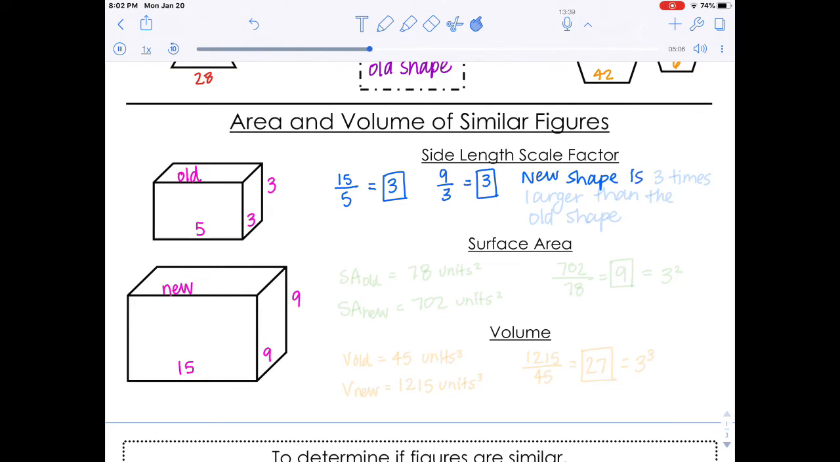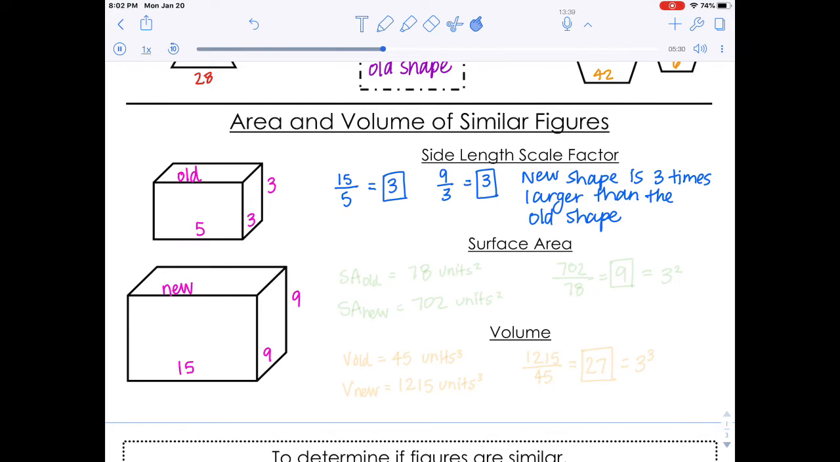Now we can go over the scale factor for surface area and volume, and those are actually going to be a little different. When we did it for the scale factor of side length, we're just talking one dimension. We're just talking the length, or the width, or the height. When we go to surface area, we're now talking 2 dimensions. So let's see how that changes.